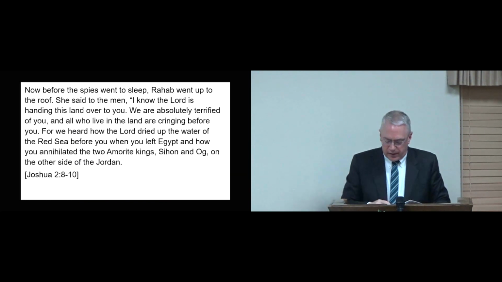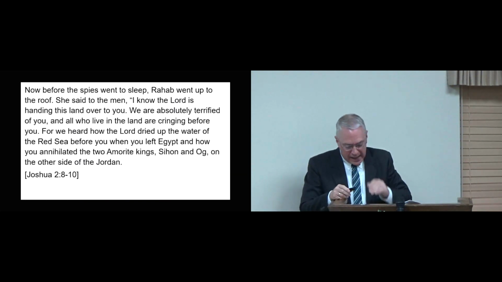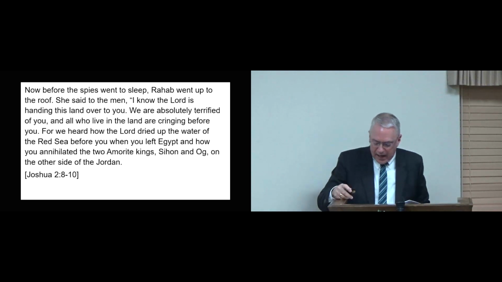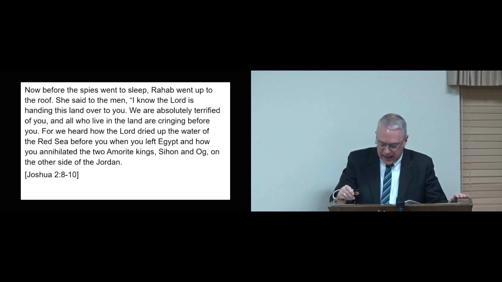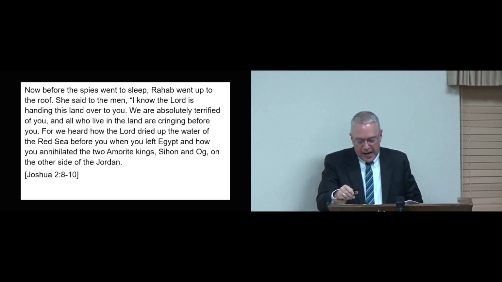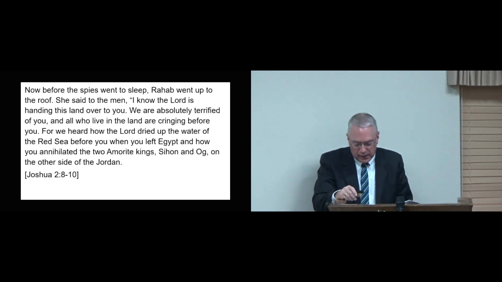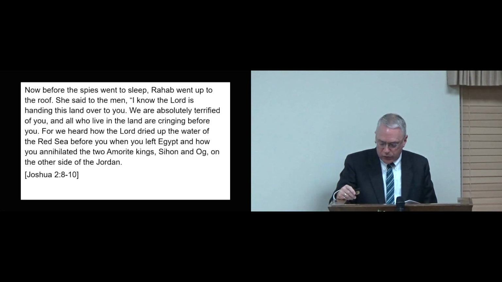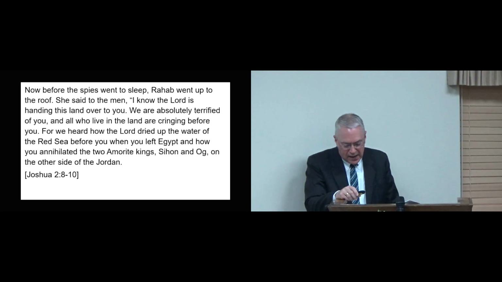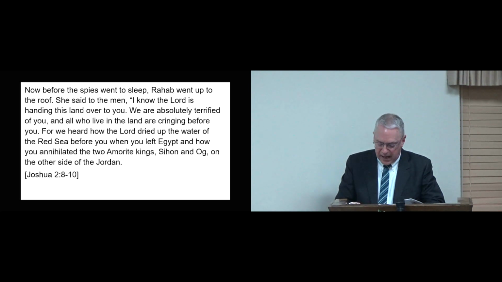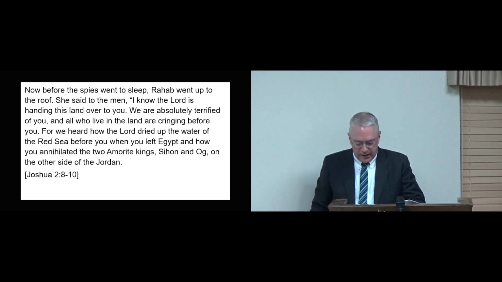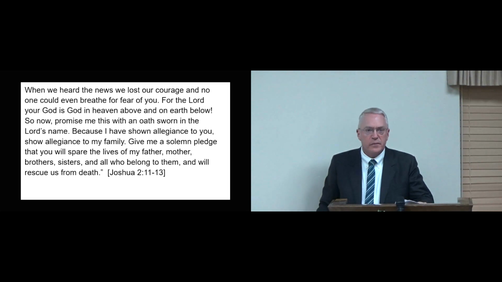So anyway, to conclude this portion of the story, now before the spies went to sleep, Rahab went to the roof. She said to the men, I know the Lord is handing this land over to you. We're absolutely terrified of you, and all who live in the land are cringing before you. For we heard how the Lord dried up the water of the Red Sea before you when you left Egypt, and how you annihilated the two Amorite kings, Sihon and Og, on the other side of the Jordan.